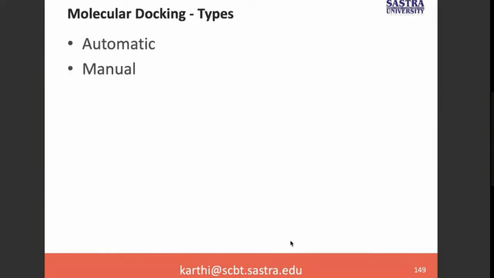Another way to classify docking algorithms is into automatic and manual. Automatic is very simple. In the next exercise you'll be doing automatic docking, right? We won't set any parameters, just input the protein molecule and the ligand molecule. All other parameters will be taken care of by the algorithm itself.